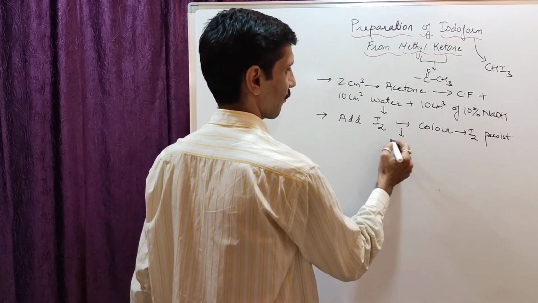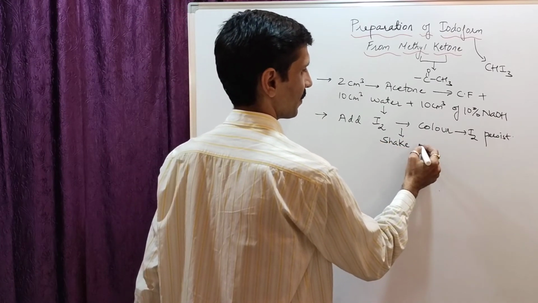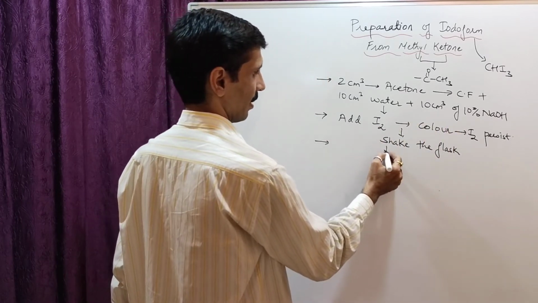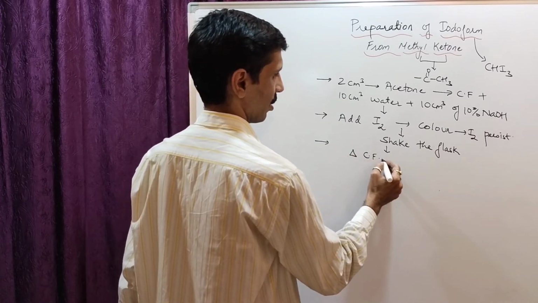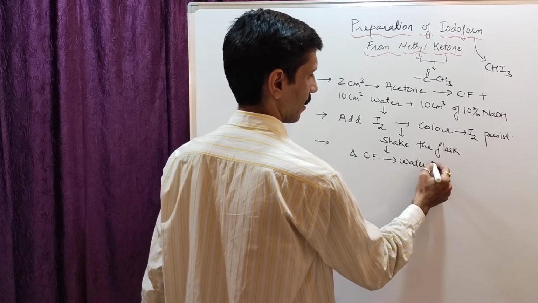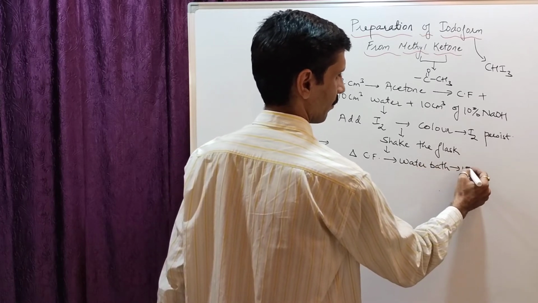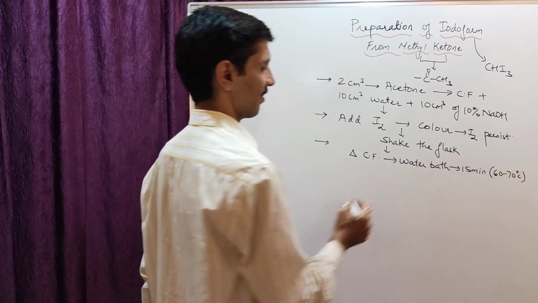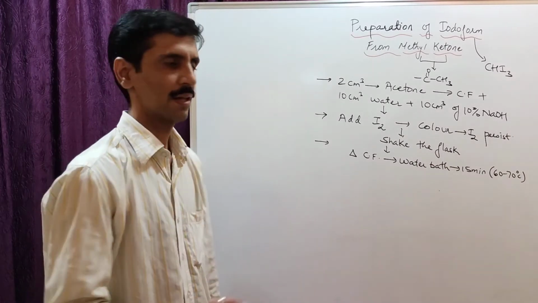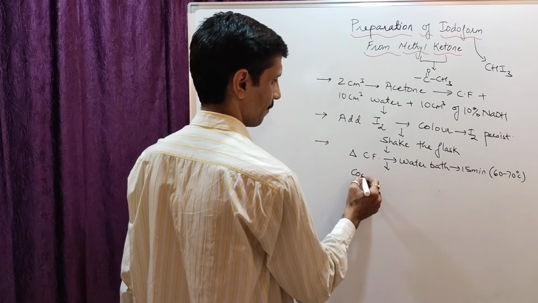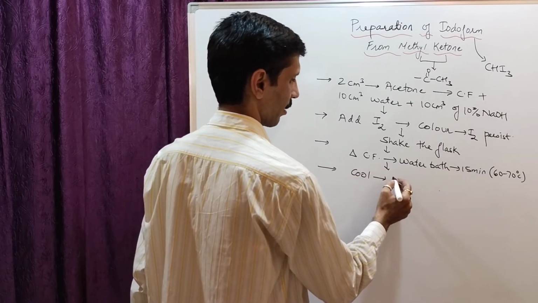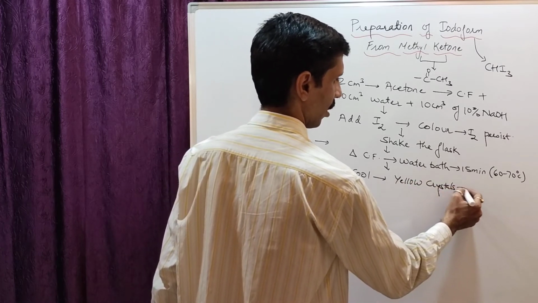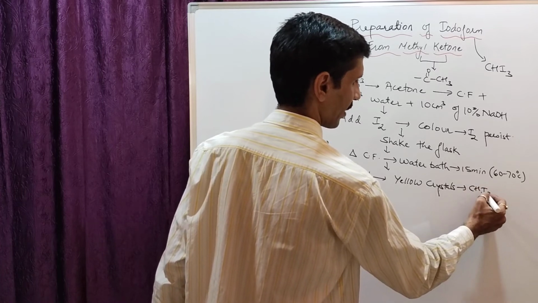Shake the conical flask. Next, heat this conical flask on a water bath for around 15 minutes, the temperature of which is going to be around 60 to 70 degrees Celsius. Now, when we cool it, it results in the formation of yellow crystals of iodoform, which I write as CHI3.